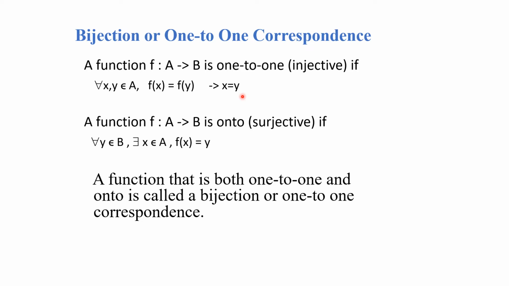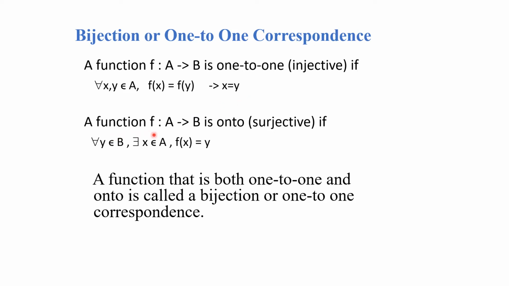So a function is one-to-one if we can write like this: f of x is equal to f of y. We are making the statement like this, f of x is equal to f of y, and from that we have to obtain x is equal to y.